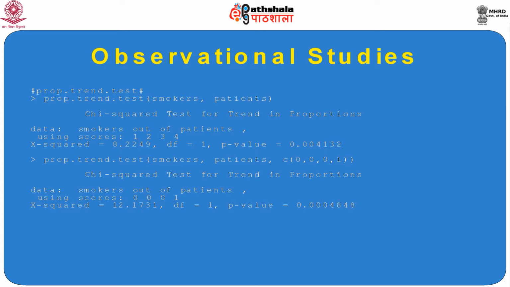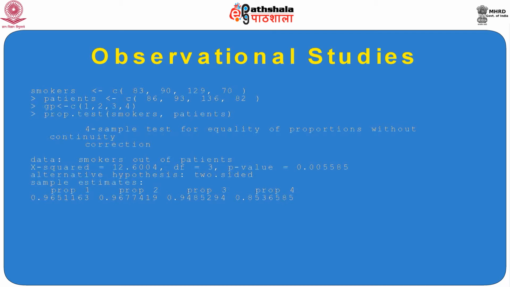Now we will go for another test. In addition to smoker, that is 83, 90, 129, 70, and patients 86, 93, 136, 82, we are using another variable GP, standing for group, that is 1, 2, 3, 4, assigning these four as the first, second, third and fourth group. Again we use prop.test with smoker and patients, and it shows chi-square value 12.60, degrees of freedom 3 with p-value 0.005585, with the alternative hypothesis two-sided.